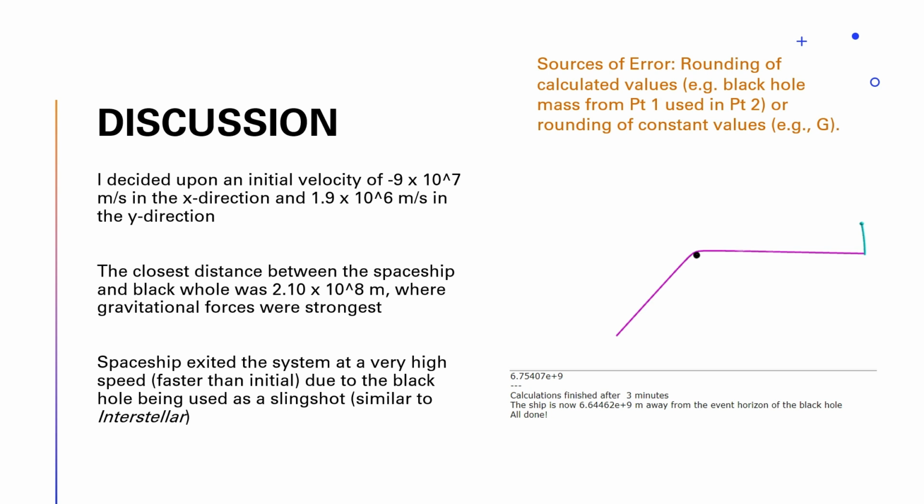And then the closest distance between the spaceship and black hole was 2.1 times 10 to the 8 meters, which is actually super close relative to astral bodies, right? And that's where our ship got slingshotted. It's where the ship's right next to the black hole, as you can see from the model on the right side. So the spaceship exited the system at a very high speed, faster than the initial, due to the black hole becoming a slingshot, right?